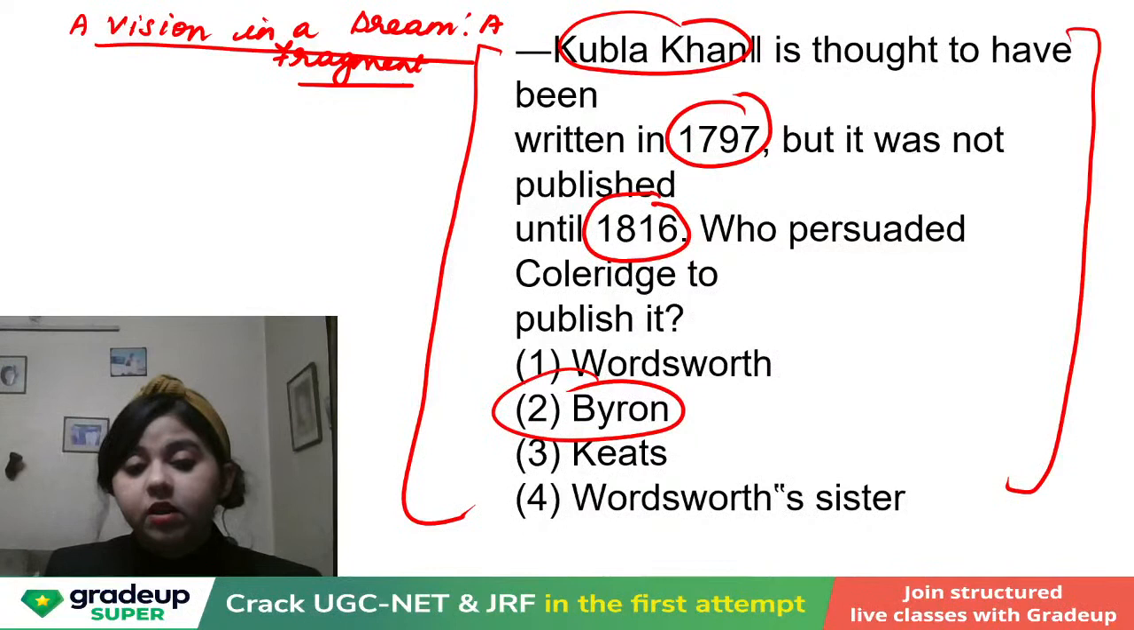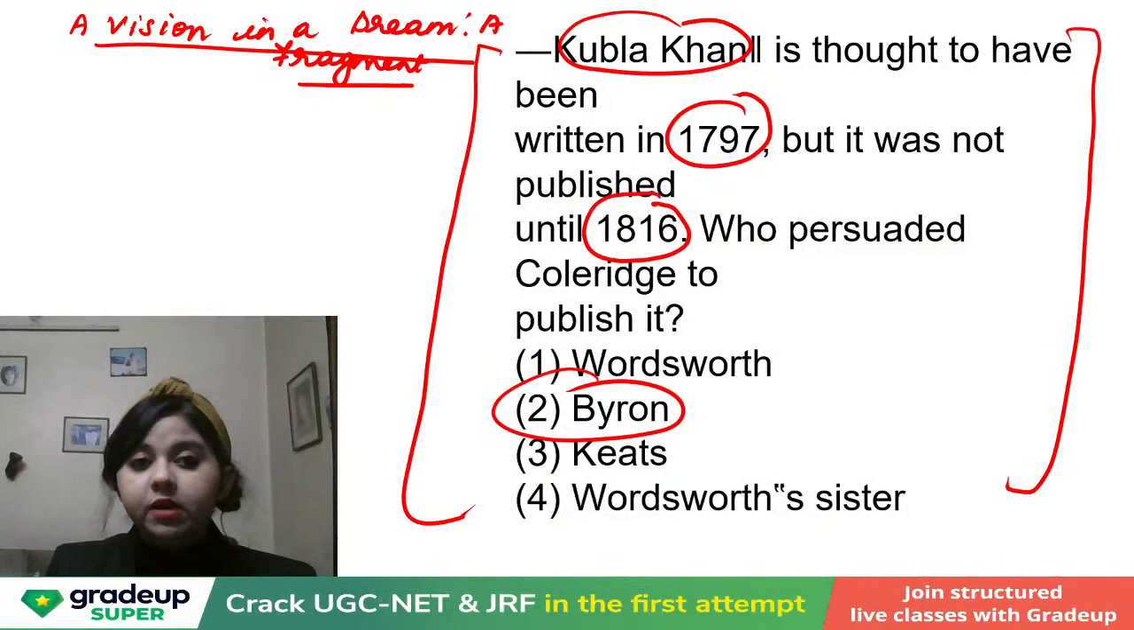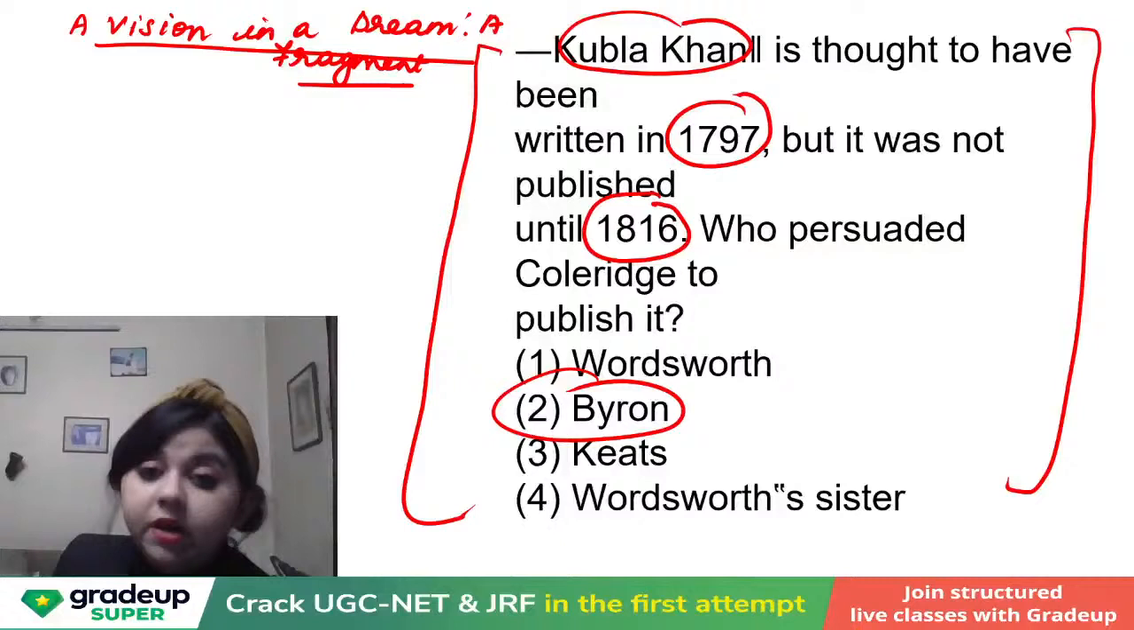Those are the questions that you all have to strive to get right, right? So, for example, if this is a question that you will type, you will get the answer within a paragraph itself. Kubla Khan: A Vision in a Dream, A Fragment was written in 1797 but was published because of Lord Byron, right? Coleridge was prompted by Byron to publish the work. So that is, of course, important.